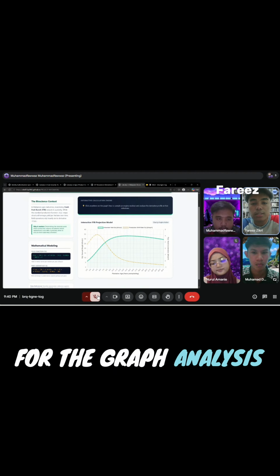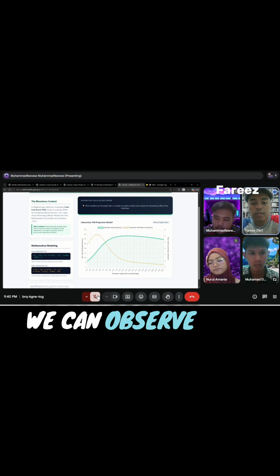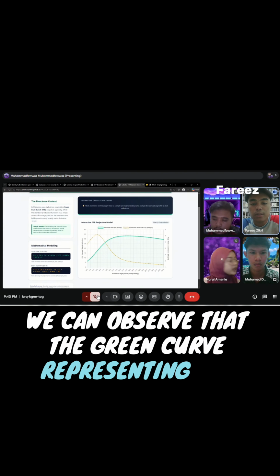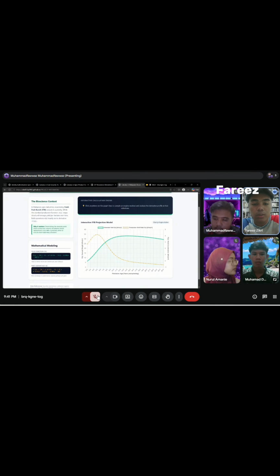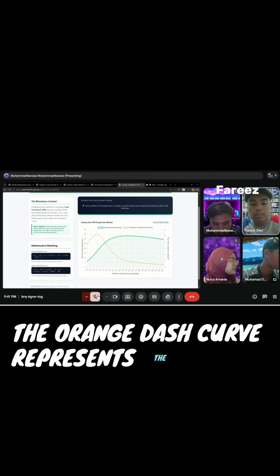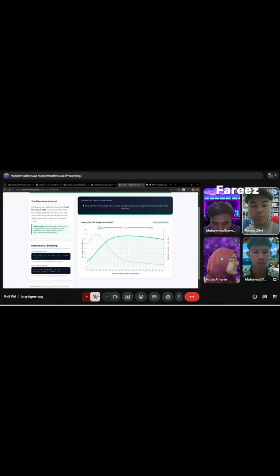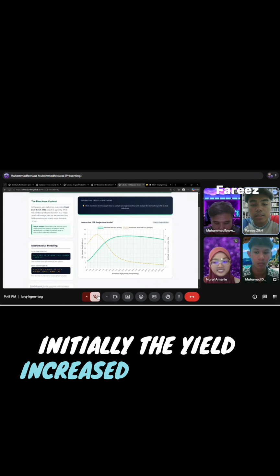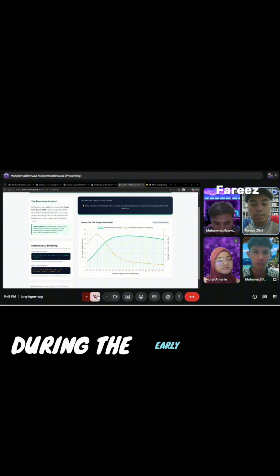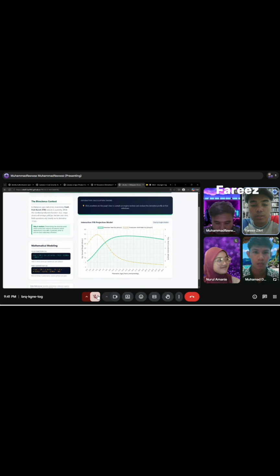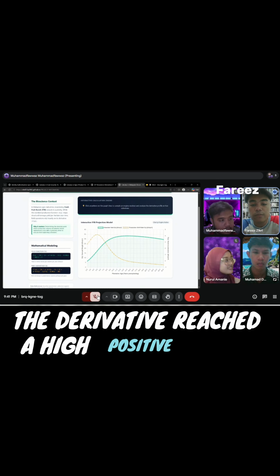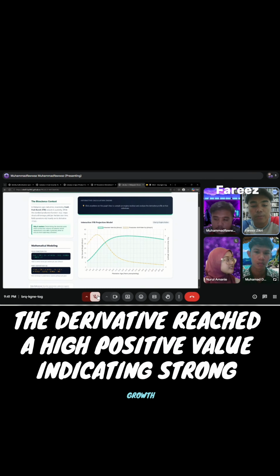For the graph analysis, we can observe that the green curve represents the absolute yield f(x). The orange dashed curve represents the rate of change f'(x). Initially, the yield increased rapidly during the early years of plantation growth. The derivative reached a high positive value, indicating strong growth.